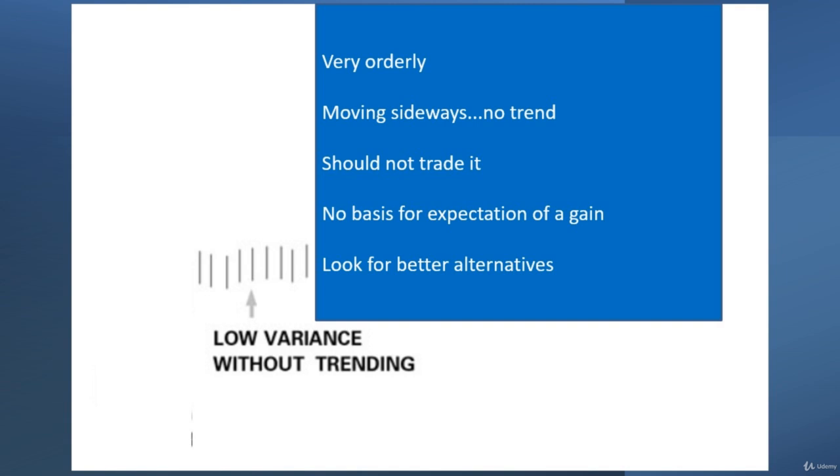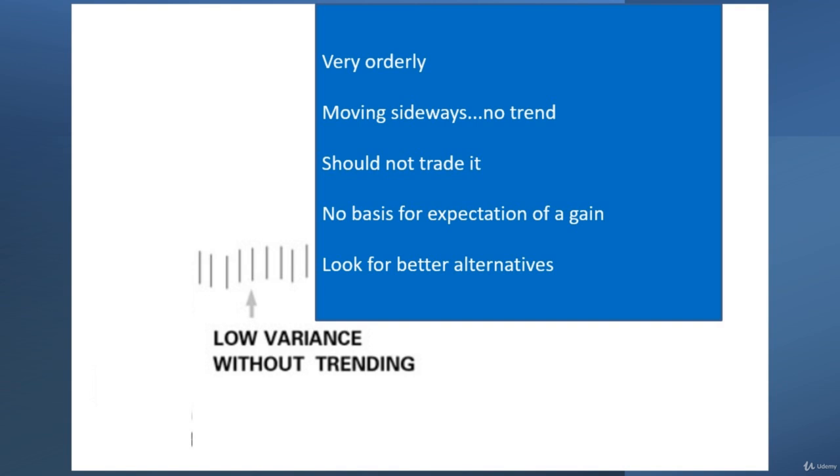Here's an example now. If we look at another way of looking at low variance without trending, again, it's going to be very orderly. You're not seeing real high highs or low lows or anything like that, all mixed up. It's very orderly because that's the low volatility part, but it's moving sideways. There's no real definite trend, either up or down. So you really don't know which way it's going to go. It's not real predictable at this point, and you really shouldn't trade it because you don't know what's going on. You can't really use an indicator and base a good logical decision around it. So there's no basis for an expectation of gain. You're almost guessing at that point.